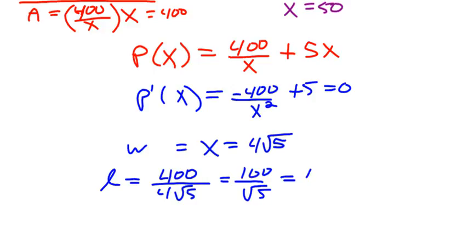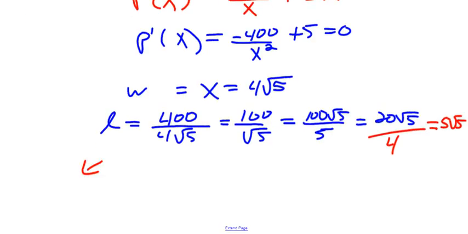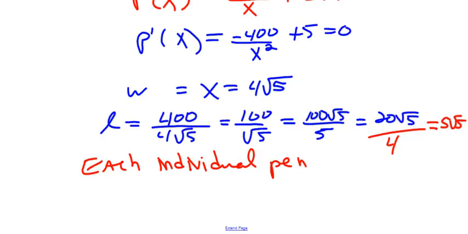Rationalizing it. Okay, 20 square root of 5. This is for the entire length of this rectangular area, but this length is going to be divided by 4 pens. So from here, I now have 5 square root of 5. So each pen dimension would be a 4 square root of 5 by a 5 square root of 5 dimension.